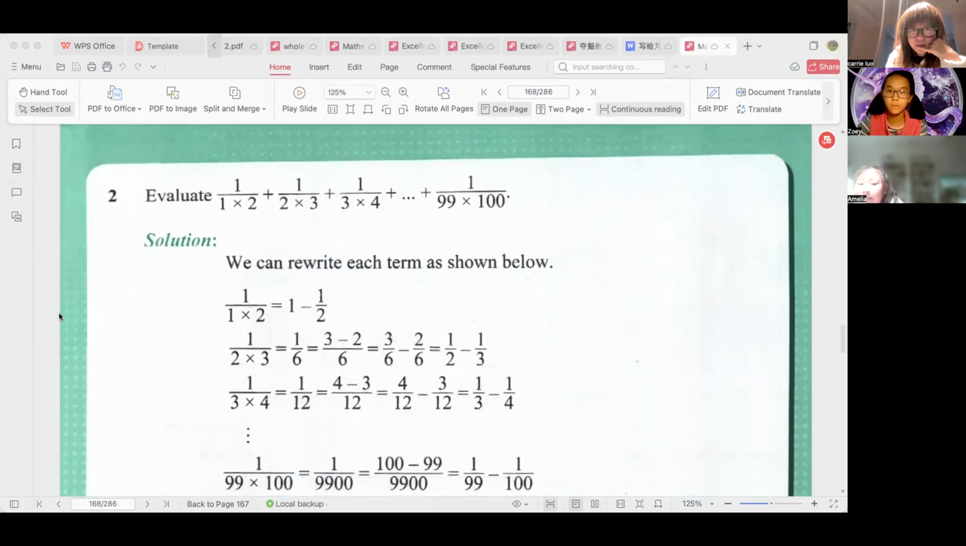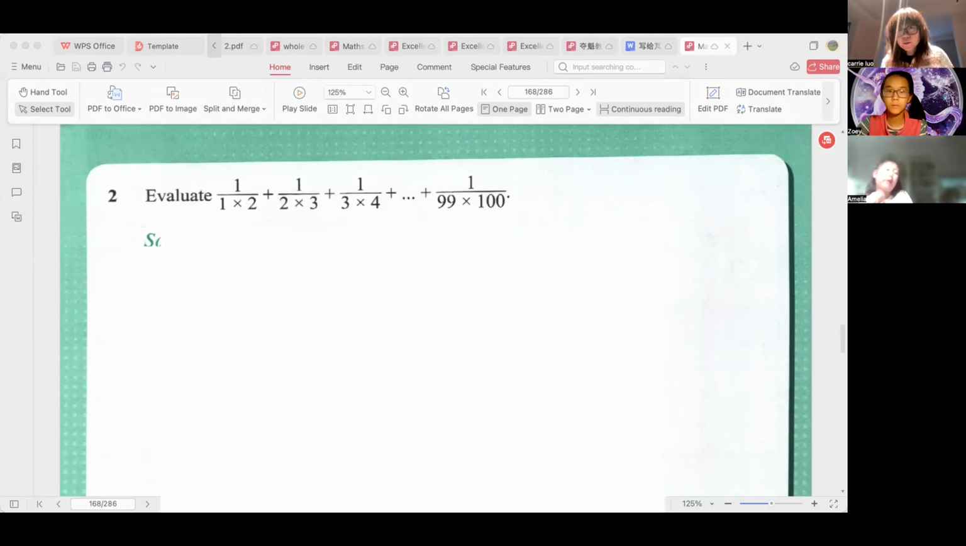Okay, so now let's take a look at this one. I think we have learned this one before, right? And now I want you to think about this one, and I'm going to block the answer, and you try to solve yourself.